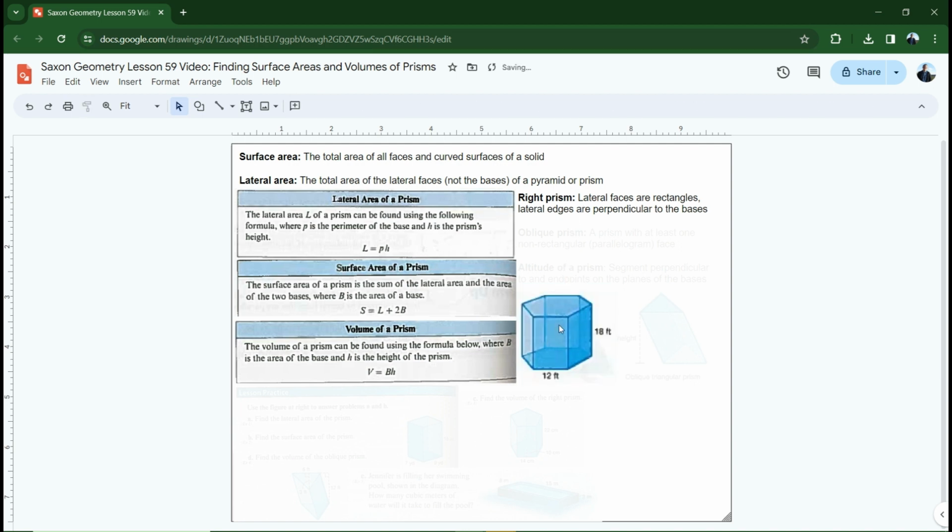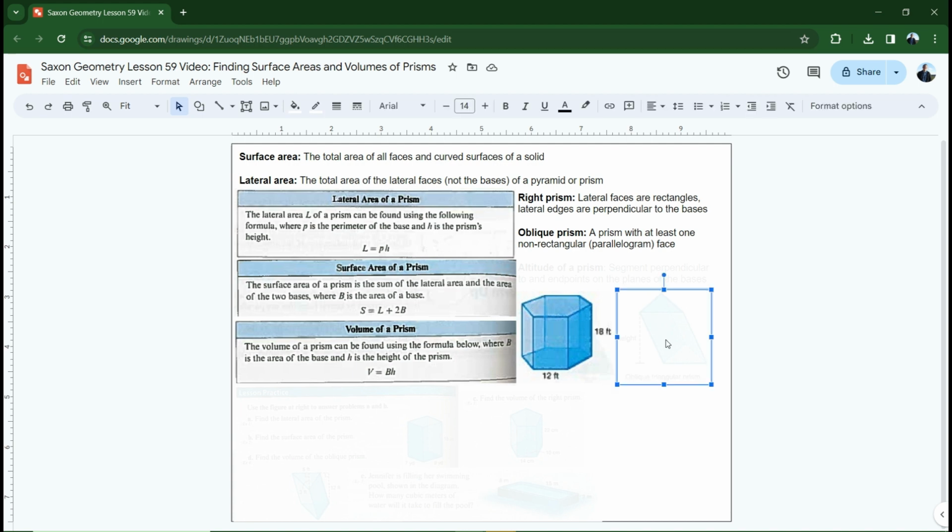This is an example of a right prism. Notice that all of the lateral faces of this are rectangles. And that's going to be true of all right prisms, because the faces are always rectangles in a right prism. Now, there is another type of prism known as an oblique prism. At least one of the faces is non-rectangular. That's this.